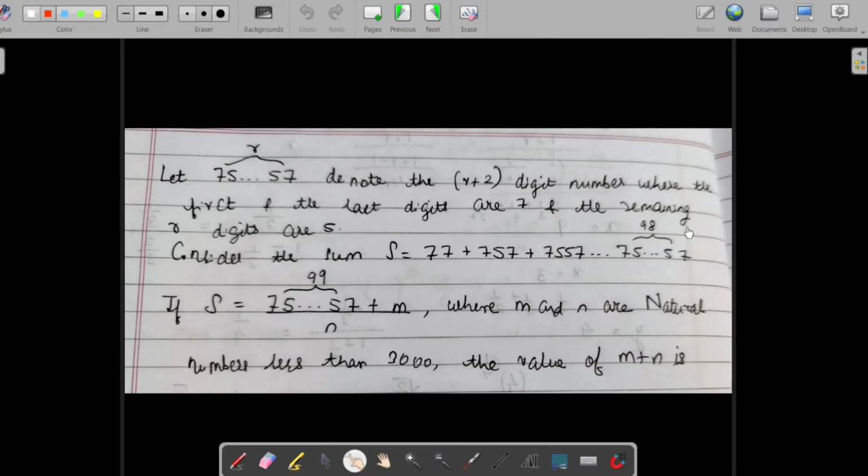Now you have a general term of the kind 7555...5 with r times 5 and then 7 at the end. You are given a sum and then that same sum is written in this form and you have to find m and n. So these are the same sums which have been written in two different forms.